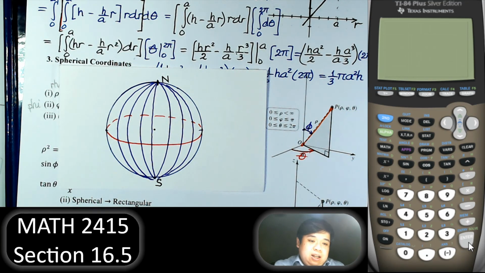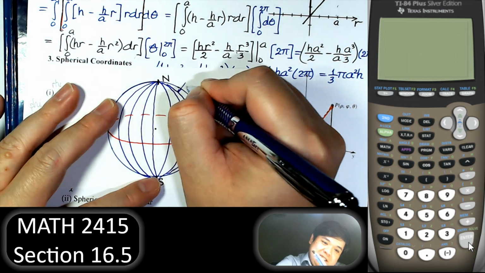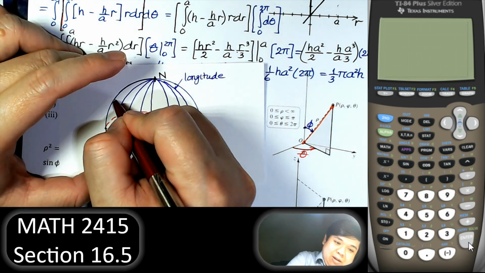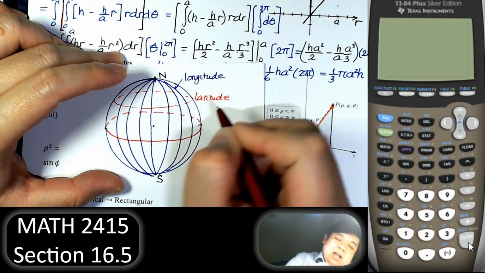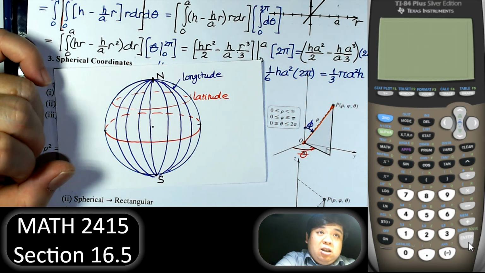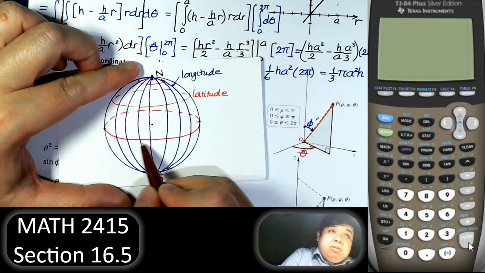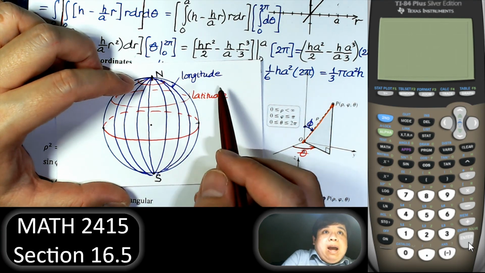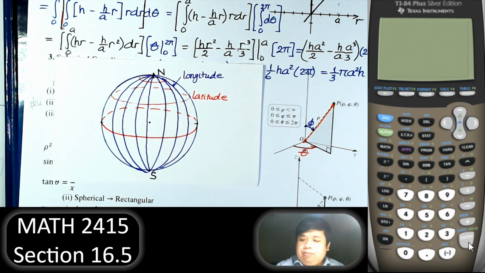Once again, the line that connects from the north to south is called the longitude. And the line that goes like this is called the latitude. The way I remember this is, as you see, the latitude on the top is very small. At the bottom, at the equator, it is the biggest. The longitudes all have the same length, from the north to south.